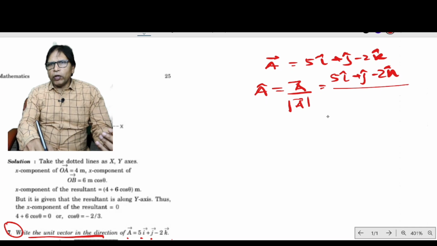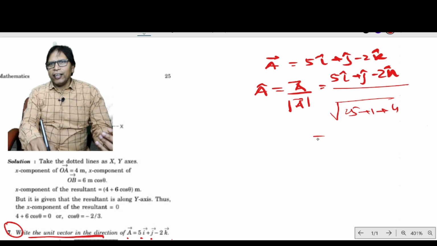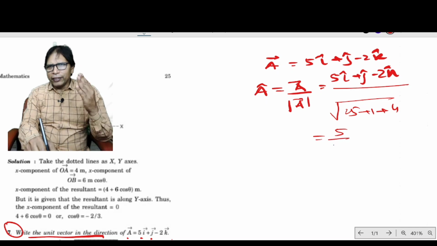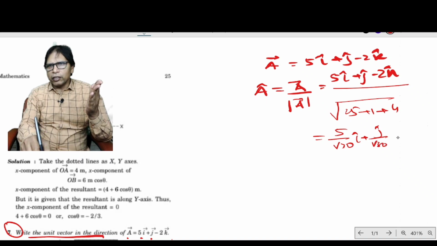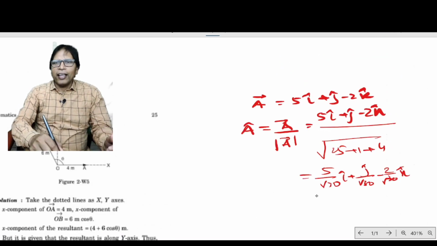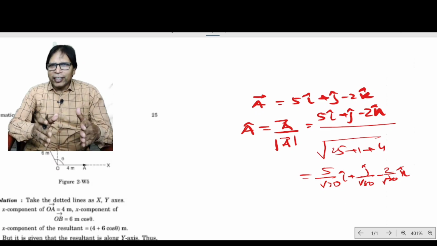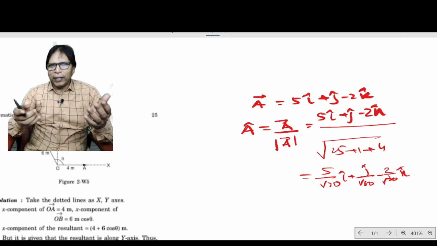This divided by root of 25 plus 1 plus 4. So look at this, this is 30. Therefore 5 by root 30 i cap, 1 by root 30 j cap, and minus 2 by root 30 k cap. Okay. So this is the unit vector along the direction of the vector.